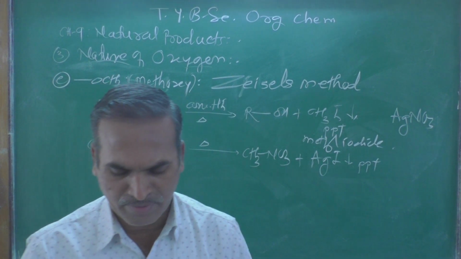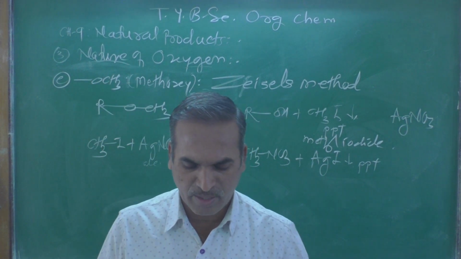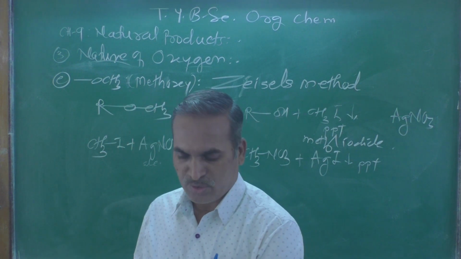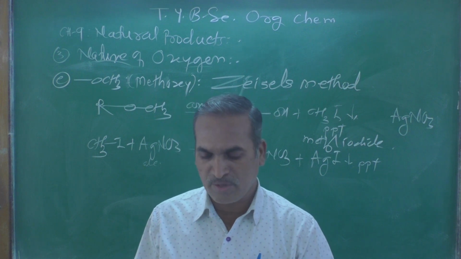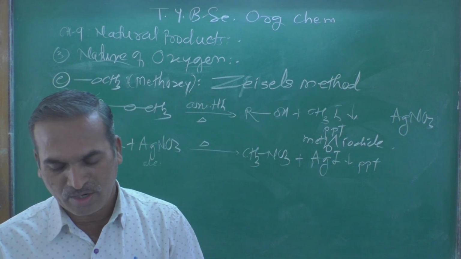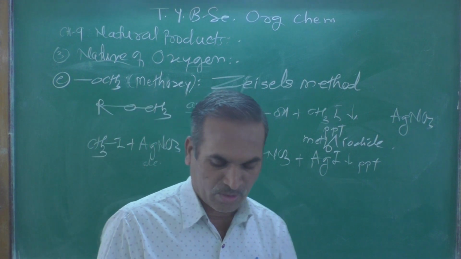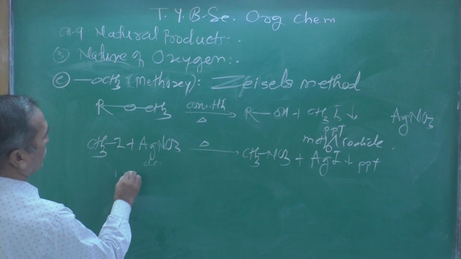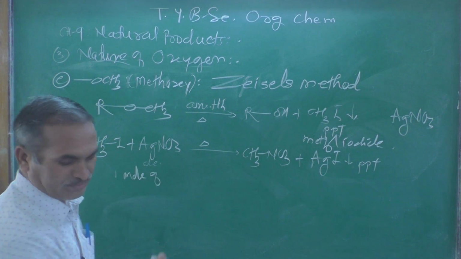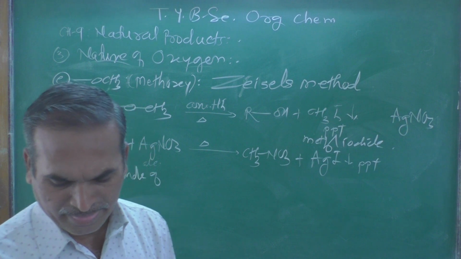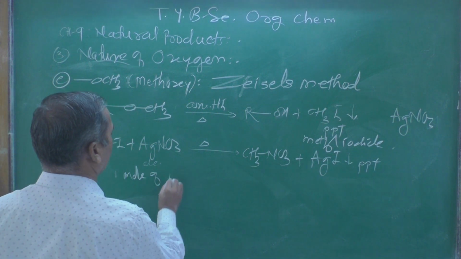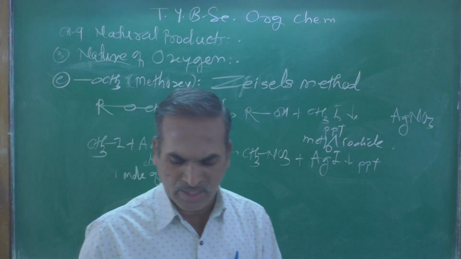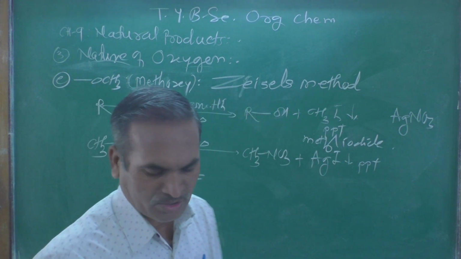Very simply we can find out by using this formula. The precipitate of AgI is dried and weighed. From the weight of AgI, the number of methoxy groups is found out. Therefore, 1 mole of AgI, which we got here as precipitate, corresponds to 1 methoxy group.